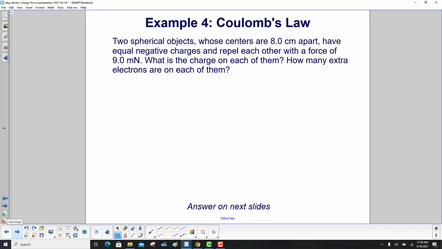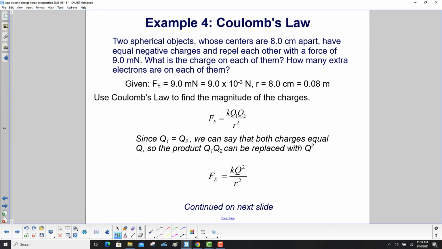Two spherical objects whose centers are 8 centimeters apart have equal negative charges and repel each other with a force of 9 millinewtons. What is the charge on each of them? How many extra electrons are on each of them? Start with unit conversion again. We have millinewtons, and we turn that into 10 to the minus 3 newtons, and centimeters into meters by moving the decimal place 2 places to the left.